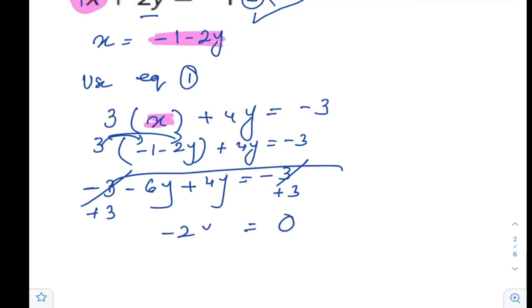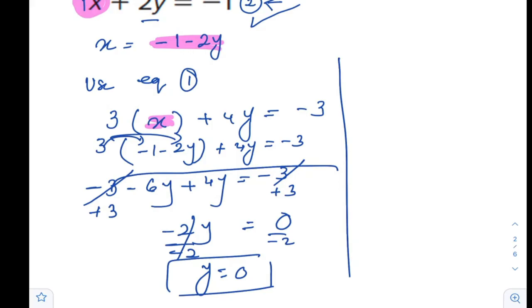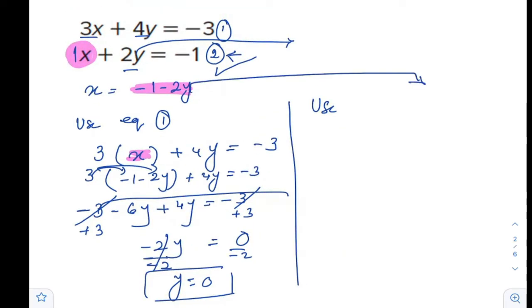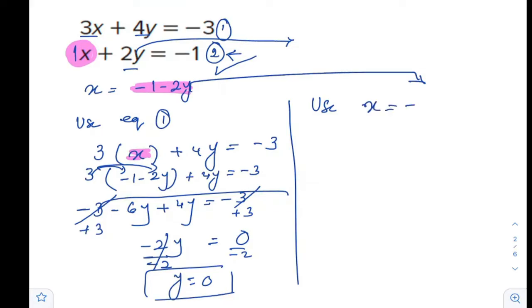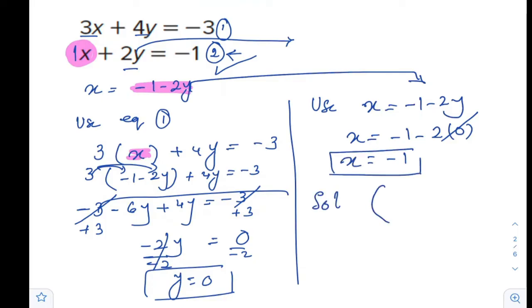plus 4y minus 2y, or you can use the traditional way to do that, dividing by negative 2 both sides. So y is 0. Since y is 0 here, you can use it to find x. Use any equation. You can use even the equation that you have solved here for x. Use x is negative 1 minus 2y. Minus 2 times 0 is 0. So x is minus 1. And then the solution is negative 1 and 0. We have also one solution.